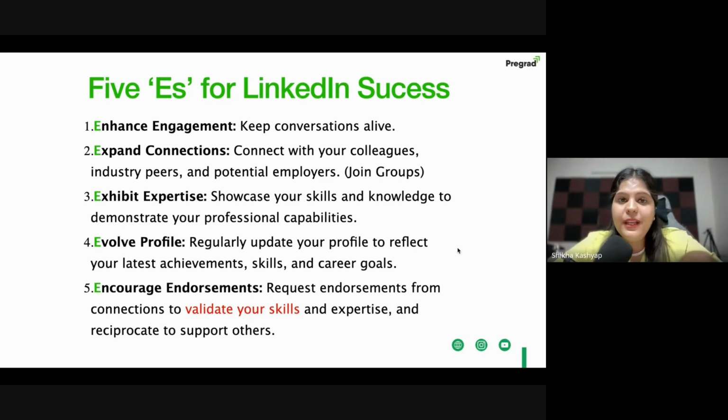When you go to LinkedIn, you have the opportunity to join different groups. So there are Microsoft groups, there are Cambridge groups. Join them. This will help you in having some first degree or second degree LinkedIn connections, which is important for you tomorrow when recruiters are looking at your profile. So expand your connections. Number 3, exhibit expertise. Showcase your skill, and showcase it for the field you're in.